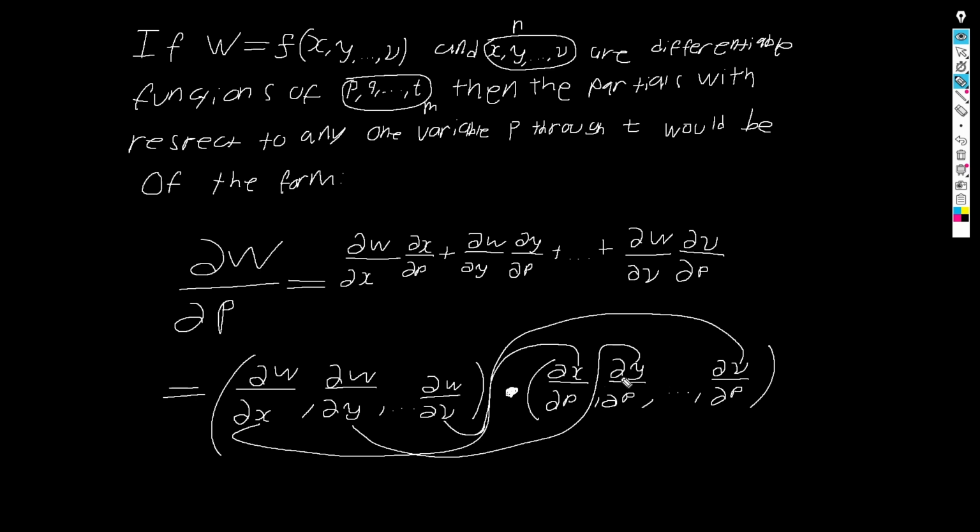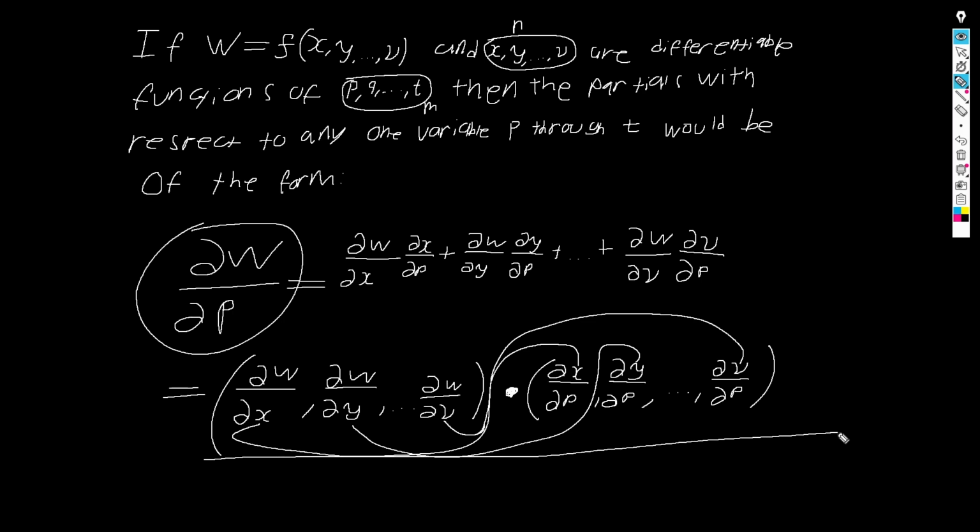So the second vector's components are just the partial derivatives of the variables of f, those functions, with respect to the variable that we're choosing to take the partial derivative of with the chain rule. And what we'll notice here is that this dot product is really just an n-dimensional dot product, where n is, of course, the amount of variables that are described through f directly.